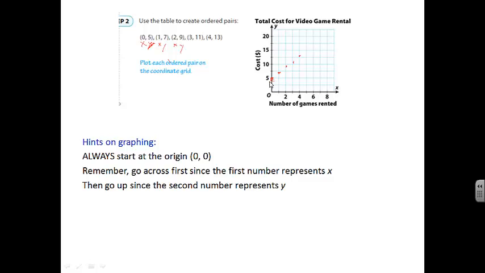Now you can connect your points. Mine's probably not going to do a very good job there, but connect your points. And here are your hints. Remember, you always start at the origin and go across and then up, across and then up, across and then up.